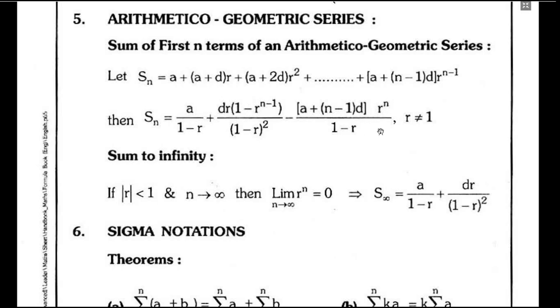So the direct formula is Sn equal to a upon 1 minus r plus dr into (1 minus r to the power n minus 1) upon (1 minus r) whole square, minus, this is very important, the last one is a minus sign, (a plus (n minus 1) into d) into r to the power n upon 1 minus r, where r is not equal to 1. You can learn it this way.